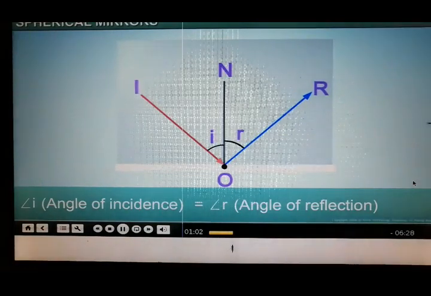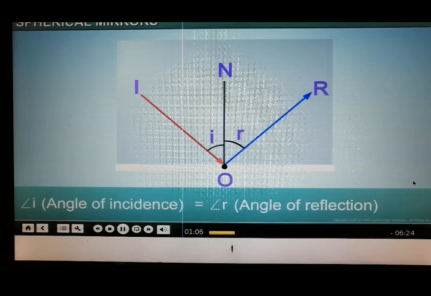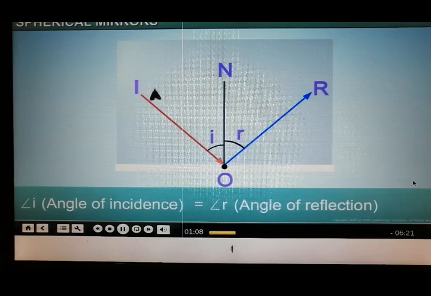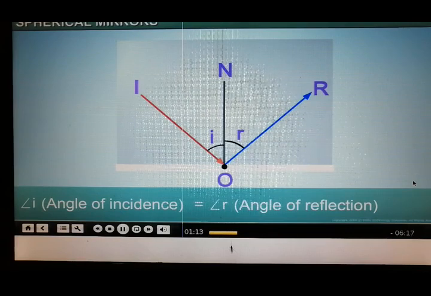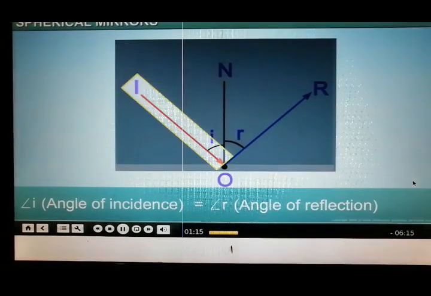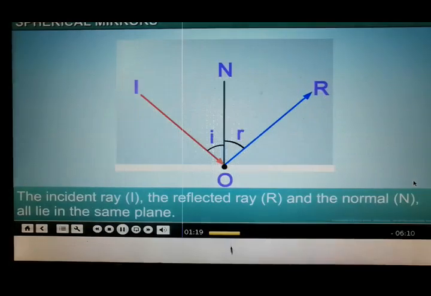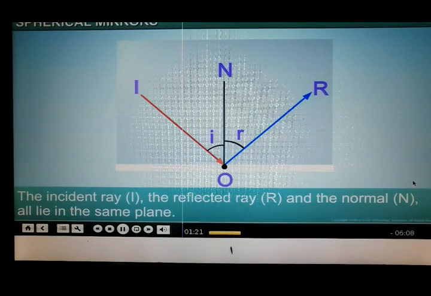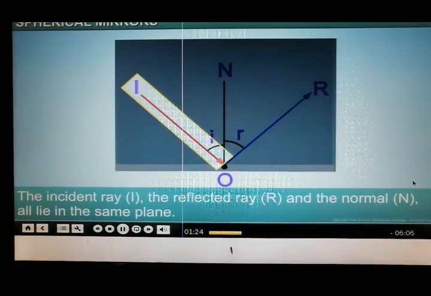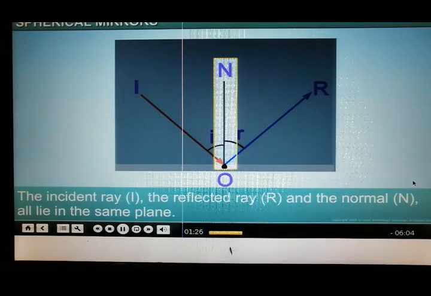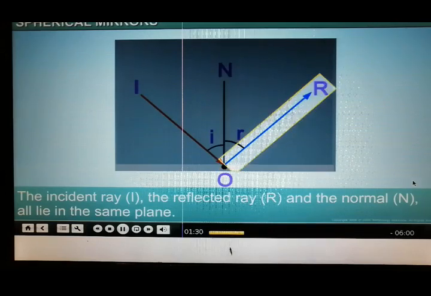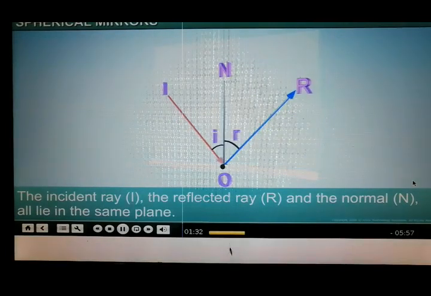You are already familiar with the laws of reflection of light. Let's recall them once again. According to the first law of reflection, the angle of incidence is equal to the angle of reflection. The second law of reflection states that the incident ray, the normal on the reflecting surface at the point of incidence, and the reflected ray all lie in the same plane.